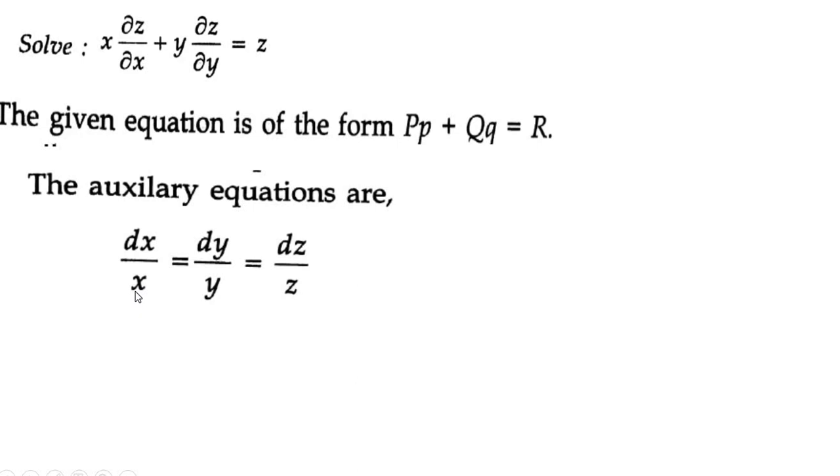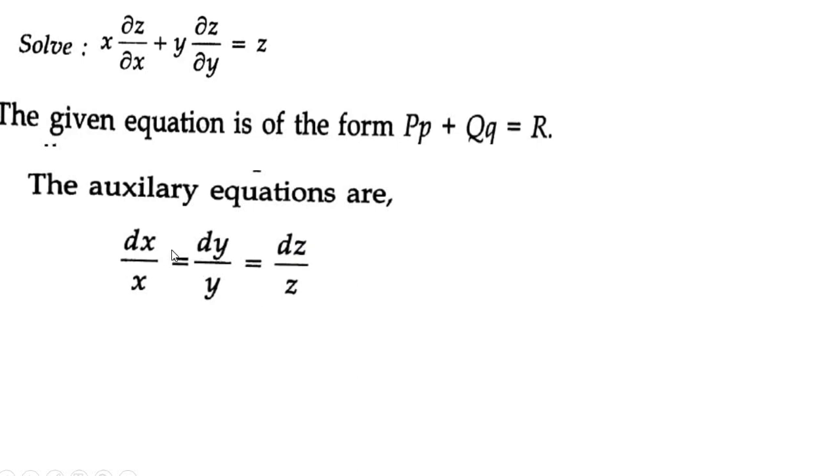That is dx by capital P. What is capital P here? x. So dx by x equal to dy by Q. What is capital Q here? y. So dy by y equal to dz by capital R. What is capital R? Compare these two. Alright. Capital R is equal to z. So dz by z. Alright.